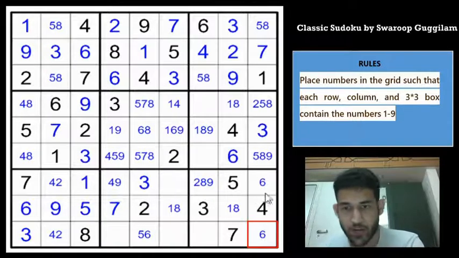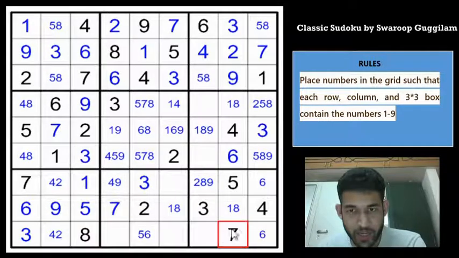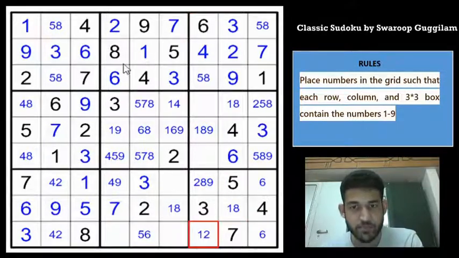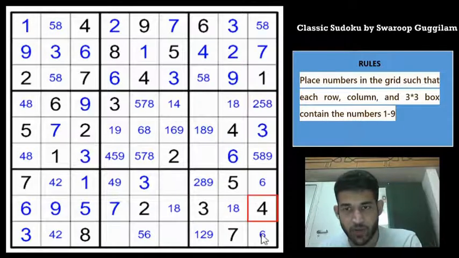Okay, let's look at row 9 now. We have 3, 7, 8 and 4 and 5 in box 9. So remaining these two cells must be 1, 2, 6 and 9. But 6 can't be here, so this must be a 1, 2 and 9. And this can't be a 1, so this will be a 2, 6 and 9, right?